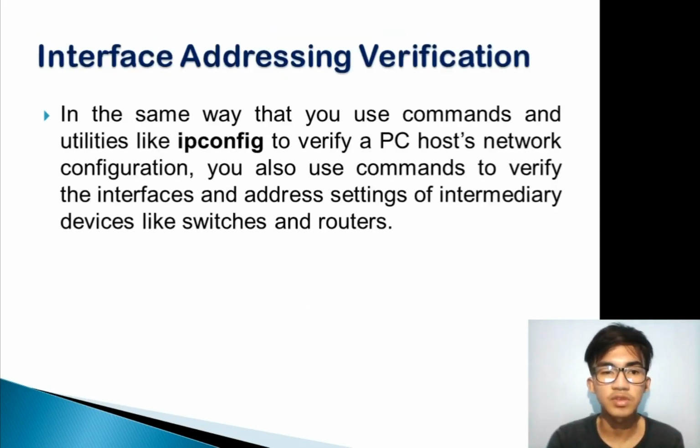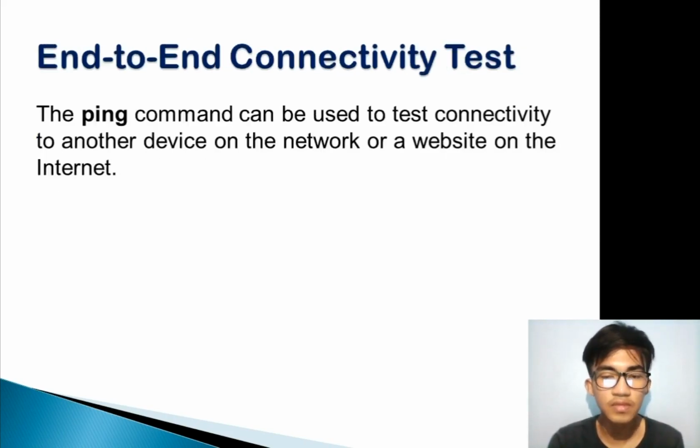Interface addressing verification. In the same way that you use commands and utilities like ipconfig to verify PC host network information, you also use commands to verify the interfaces and address settings of intermediary devices like switches and routers. For the end-to-end connectivity test, the ping command can be used to test connectivity to another device on the network or a website on the internet. As I said earlier, ping is a command to test connectivity, and the other device replies.